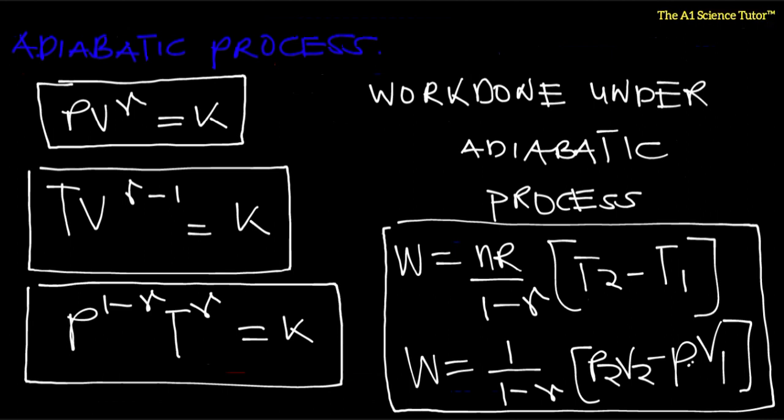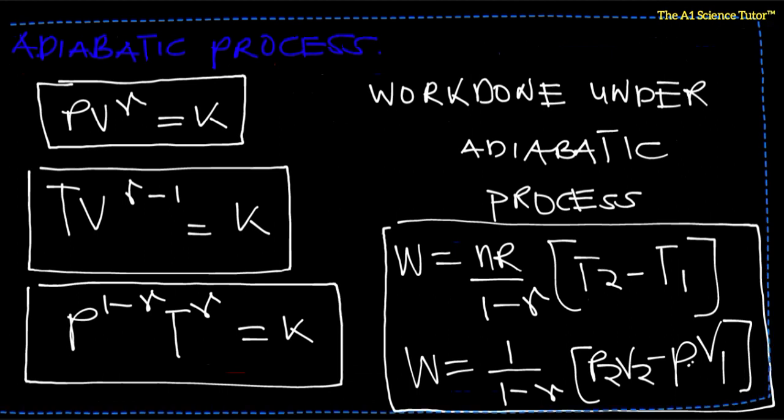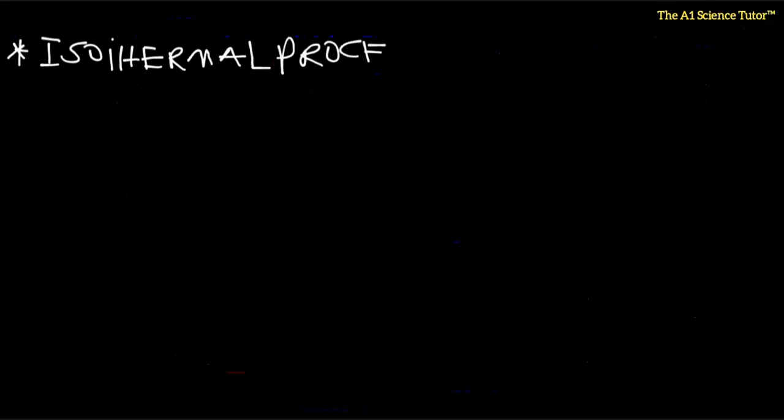Now let us go on to the isothermal process. For the isothermal process, the process occurs under constant temperature. That means dT is equal to 0.